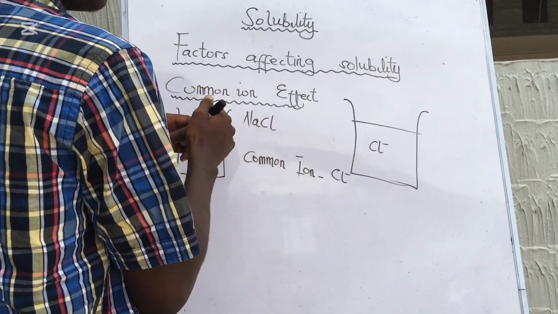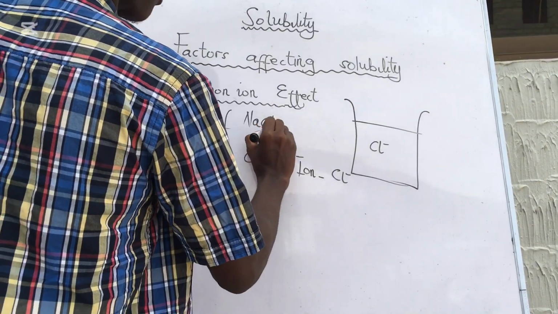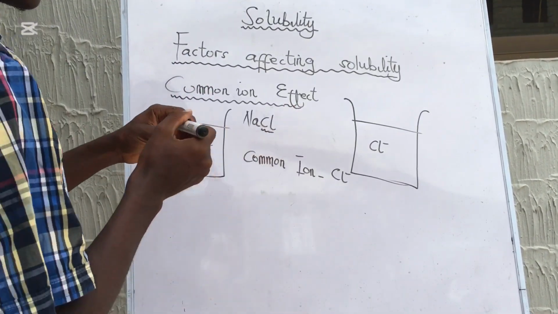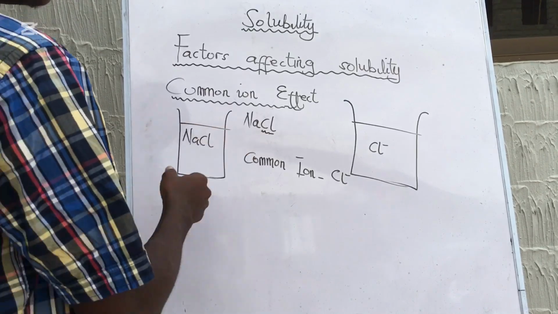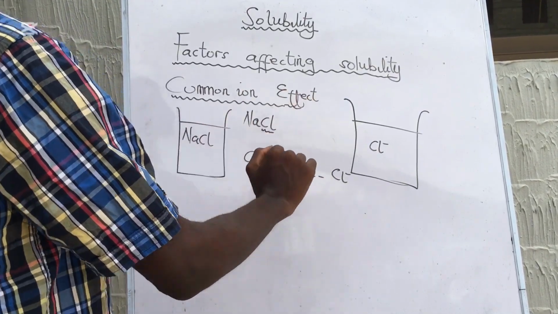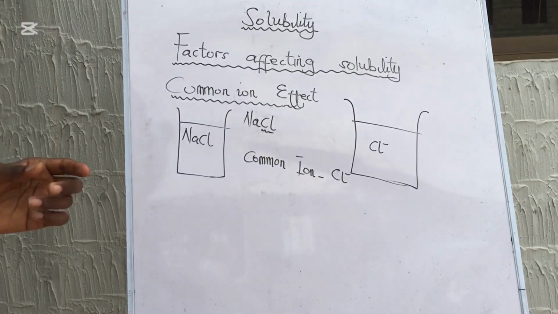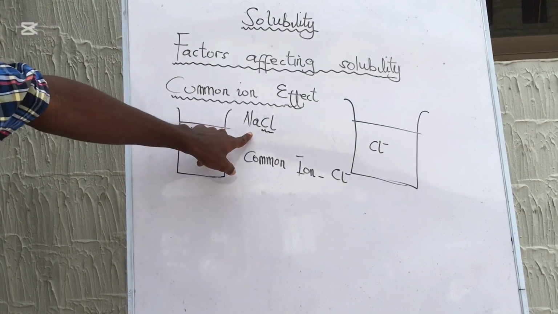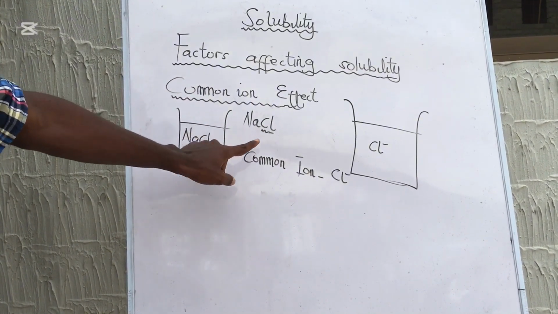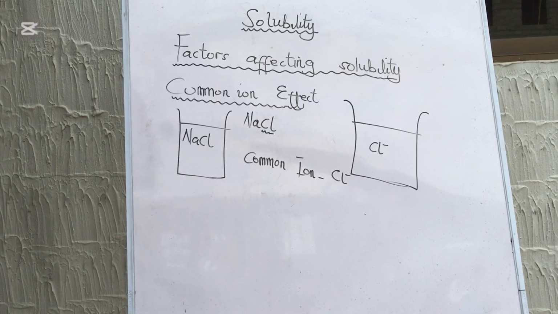So this chloride ion's solubility is going to decrease, and it will be decreasing with the NaCl. The whole NaCl salt will be decreasing in terms of its solubility. But remember that the Ksp will remain the same. The Ksp will not change.